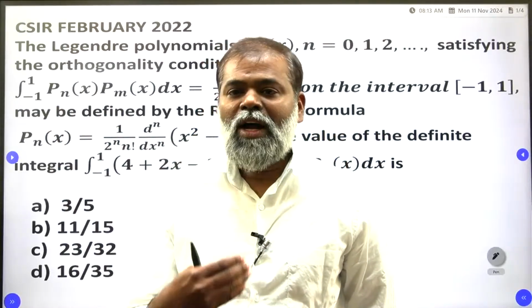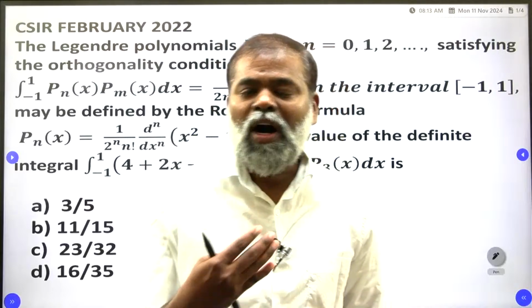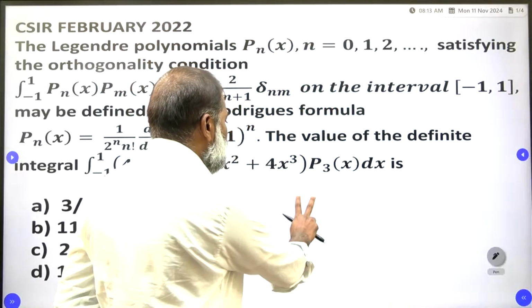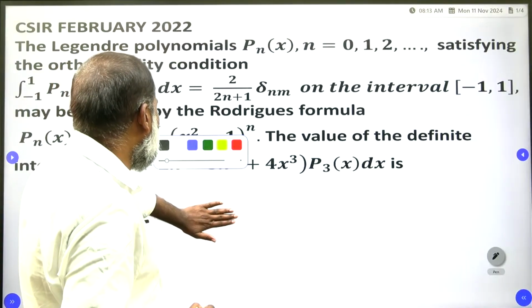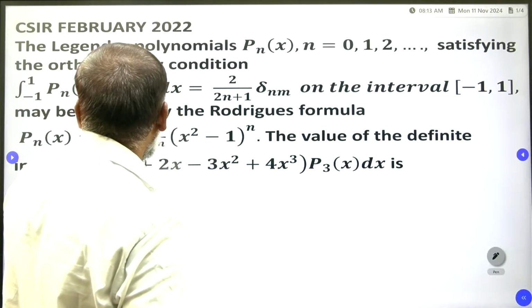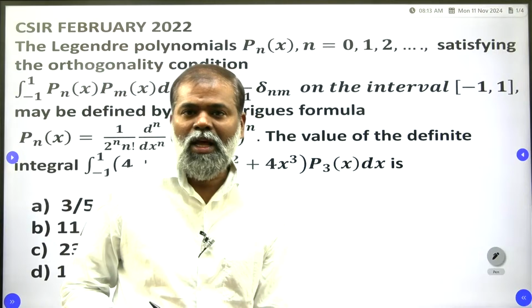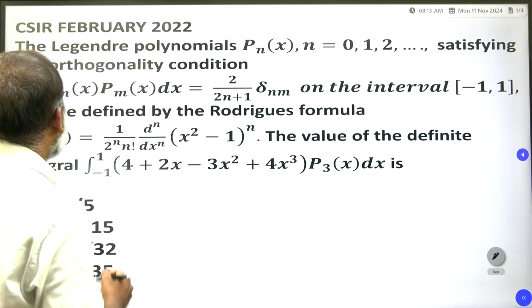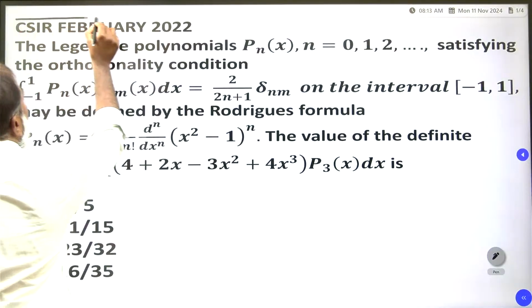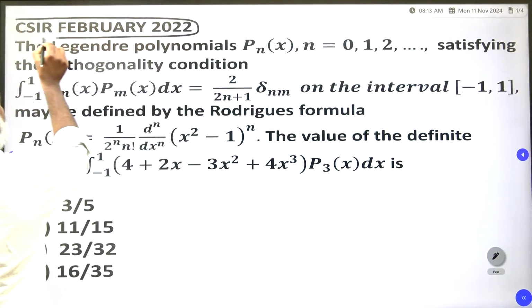Clear? So let us see what we have to discuss today. In CSIR, we are on special polynomials. This is the fourth polynomial, the Legendre polynomial. Once you see CSIR February 2022, they asked this question.